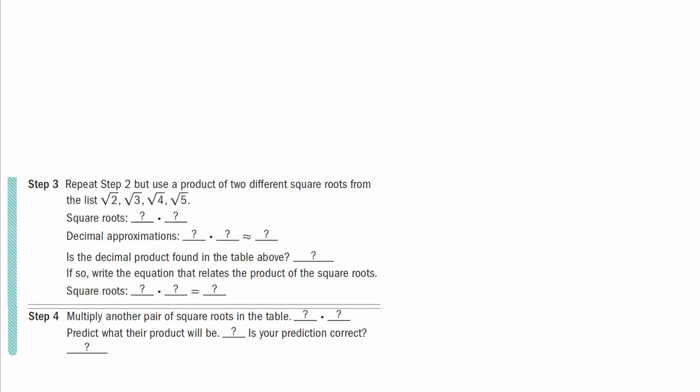So, repeat step 2, but use a product of 2 different square roots from the list below. So we can choose a couple of things. You might choose something different from what I would choose. Once you go ahead and do that, do the calculation, fill in the blanks, and see what you come up with.